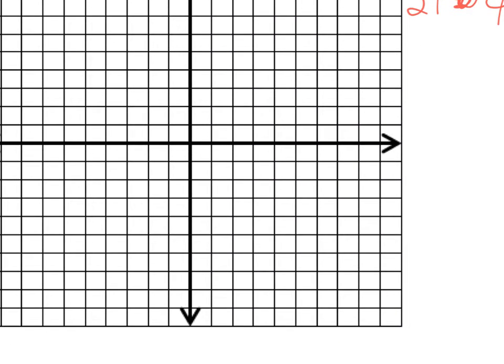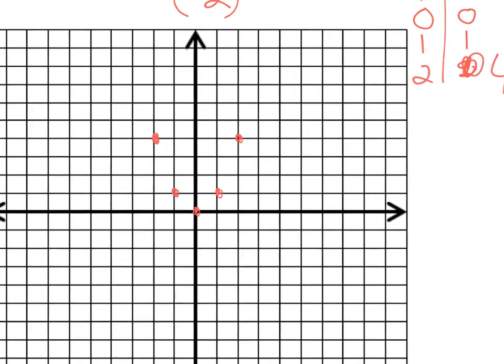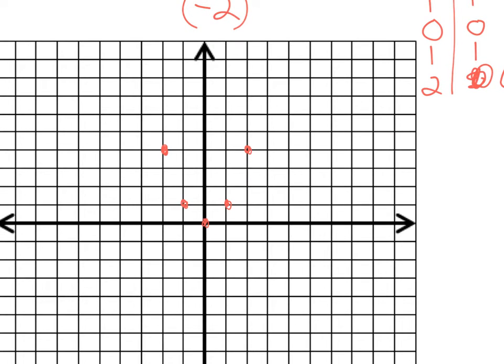So we had -2, comma 4, so -2 up 4 would be right there. -1, comma 1, 0, 0, 1, 1, and 2, 4. Now our table didn't go this far out, but just since we have room, I'm going to go ahead and plot. If -3 was my x value, that would go up to a positive 9. So I'm going to plot some extra points there.